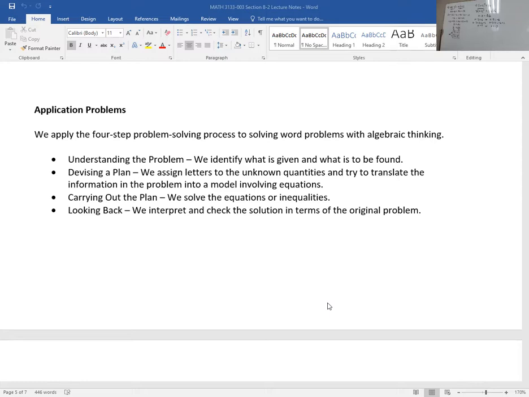And then the final step would be to look back. That means we take whatever answer we got, we interpret that and check the solution to determine if that answer satisfies the problem, or does the answer make sense to the original problem. So when you do the check, you don't use the equation itself, you use the wording of the problem to see if that answer makes sense.